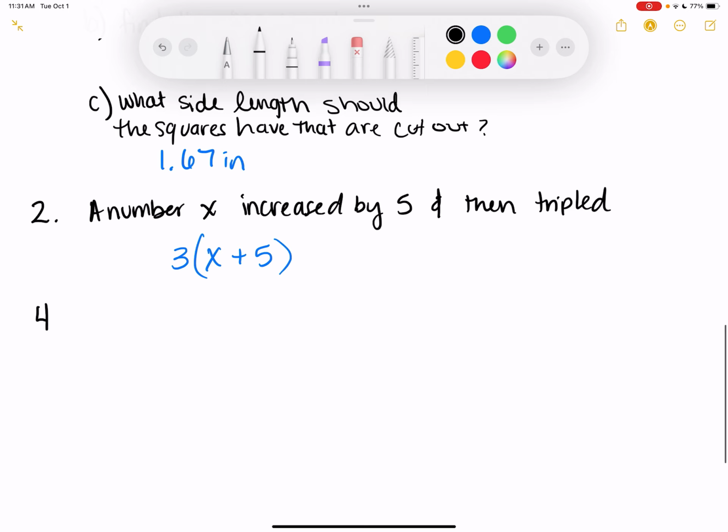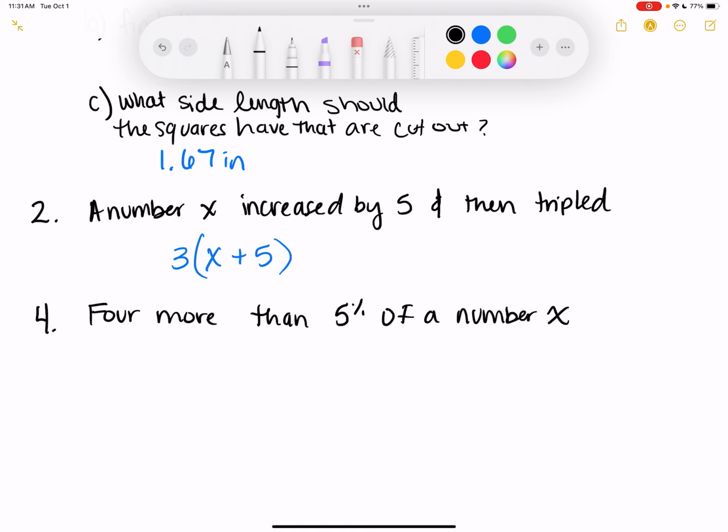Four more than 5% of a number x. So, 5 over x plus 4? Or no? 5% of a number x. Oh, 5 over 100 times x plus 4? 4 plus x over 20. How do I write a percent? Wait, 5 over 100?